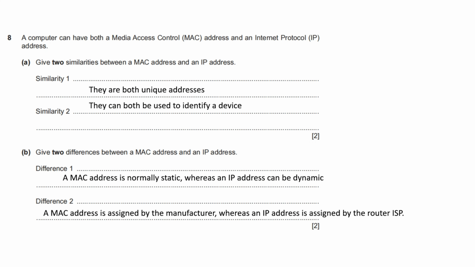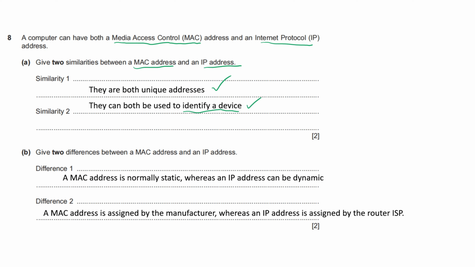A computer can have both a media access control (MAC) address and an internet protocol (IP) address. Give 2 similarities between a MAC address and an IP address. So the first similarity is they are both unique addresses. Okay, and the second similarity is they can both be used to identify a device on a network. Okay, so these are the 2 similarities.